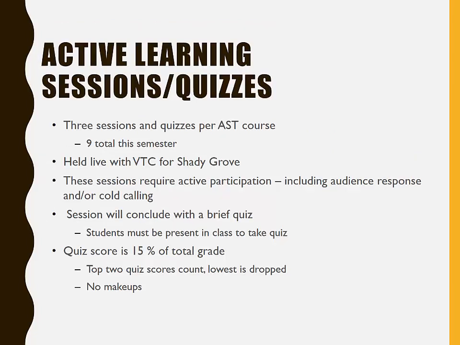The other course activity are the faculty active-led learning sessions. These are 50-minute sessions, and there are 3 per AST course. Each active learning session may review content from multiple lectures. You will benefit most if you have reviewed these lectures prior to the active learning sessions. They are held synchronously at Baltimore and Shady Grove, and they require active participation, which may include cold calling or audience response technology. Each session will be case-based application and review.